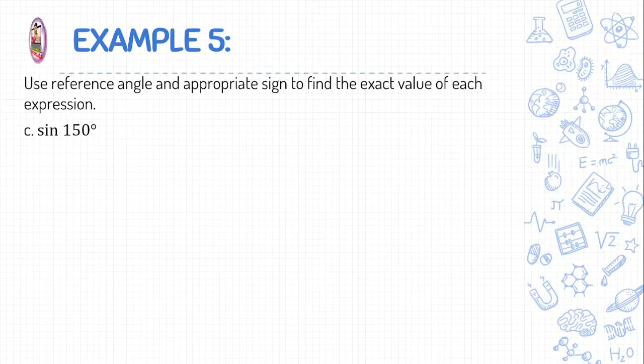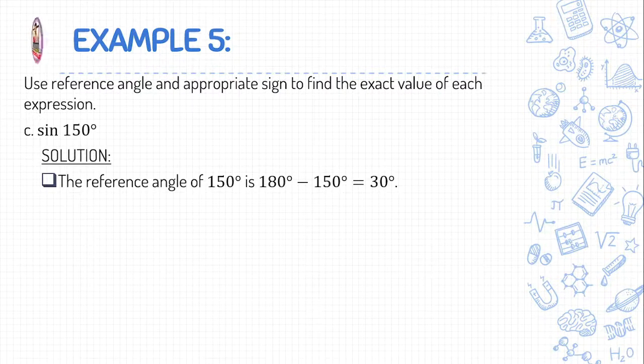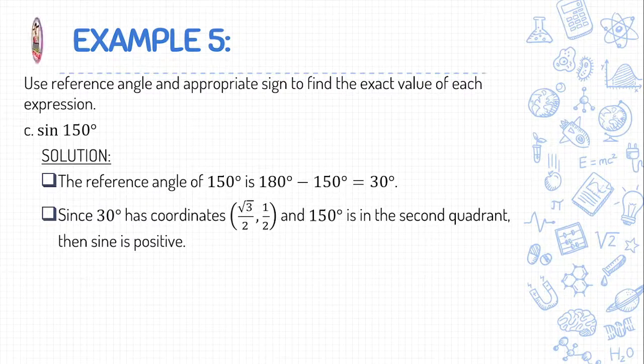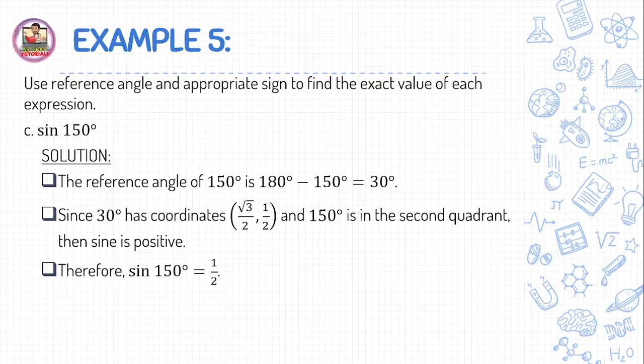For the third item, we have sine 150 degrees. The reference angle of 150 degrees is 180 minus 150, we have 30. Since 30 degrees has coordinates square root of 3 all over 2 and 1/2, and 150 is in the second quadrant, then sine is positive. Therefore, sine 150 is equal to 1/2.